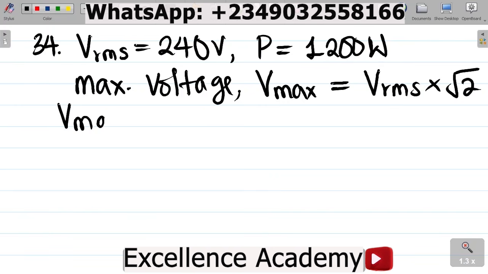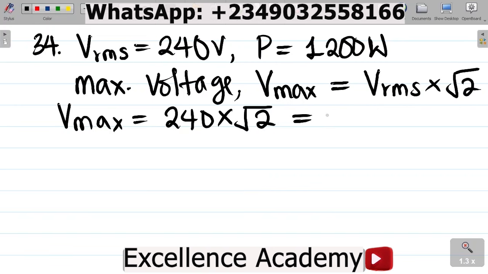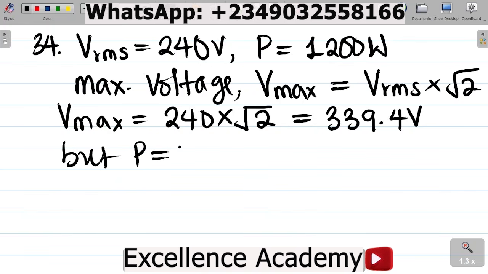We were saying that Vmax is equal to VRMS, which is 240, times the value of what? Root 2. And if you do this, 240 times root 2, you'd have your value as 339.4 volts. This is the maximum voltage. With this, we can get the value of current. Recall that power P is equal to the product of current times voltage. This current here is maximum current, and this voltage here is maximum voltage.